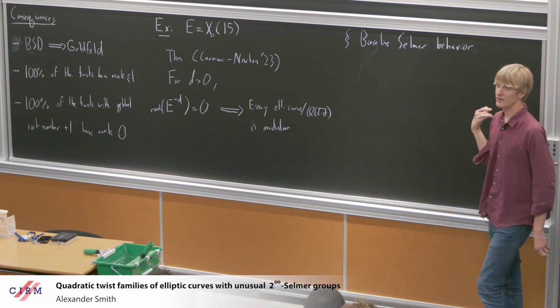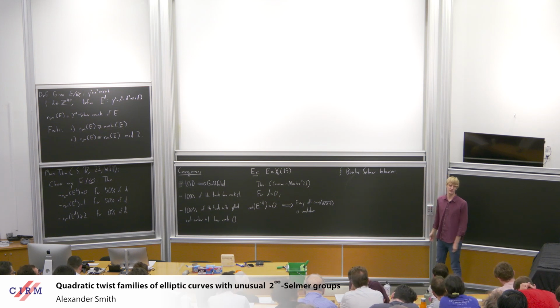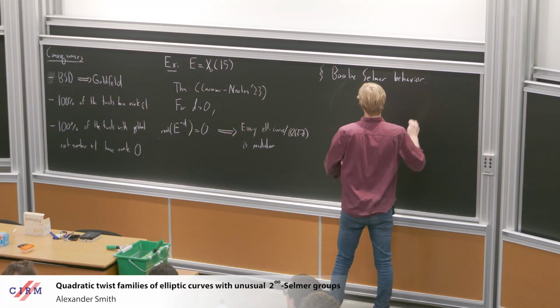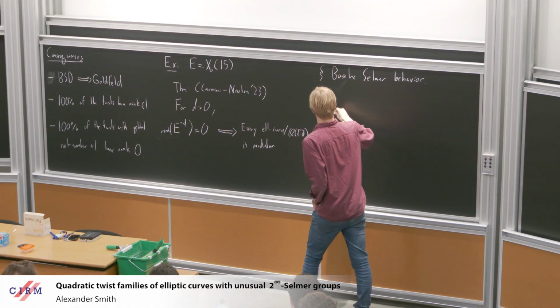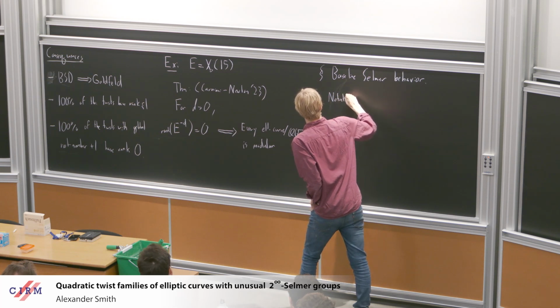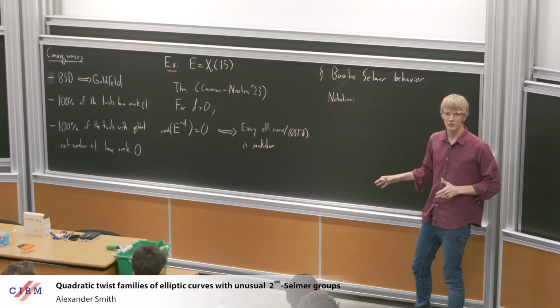And here the prominent conjectures are due to Bhargava, Kane, Lenstra, Poonen, and Rains. But first, let's set up some notation. A lot of this talk will be dealing with cases of elliptic curves.